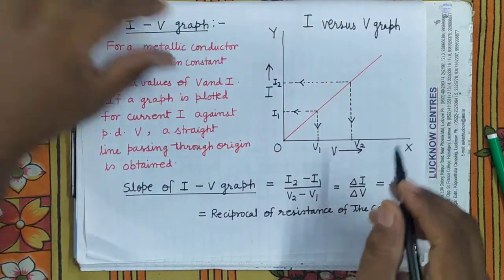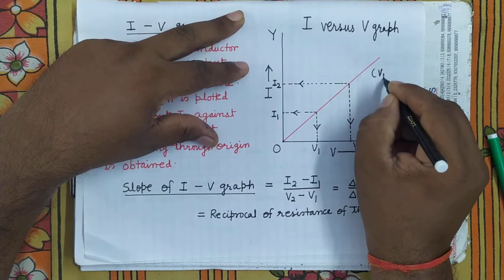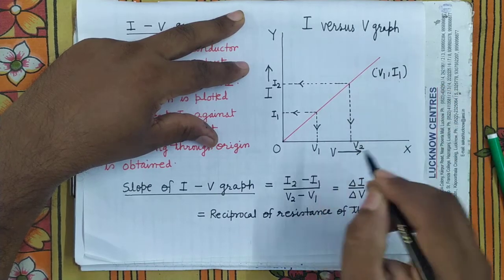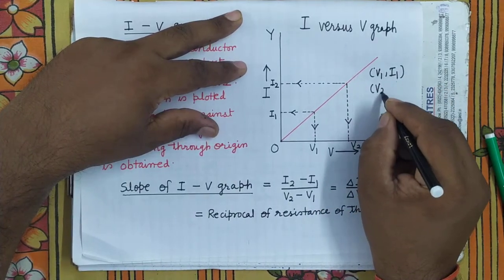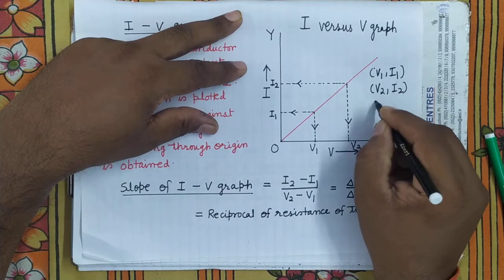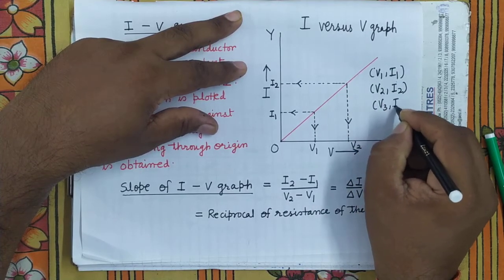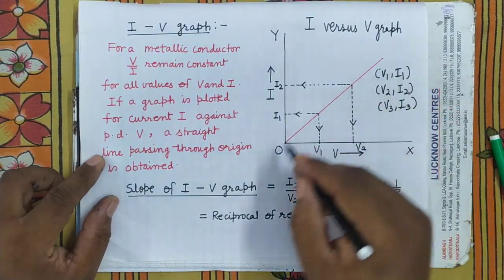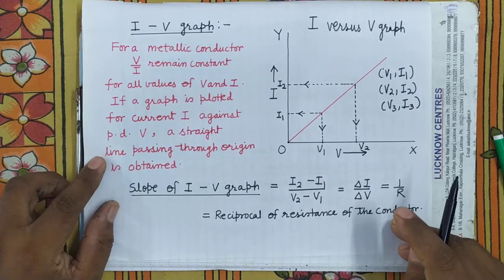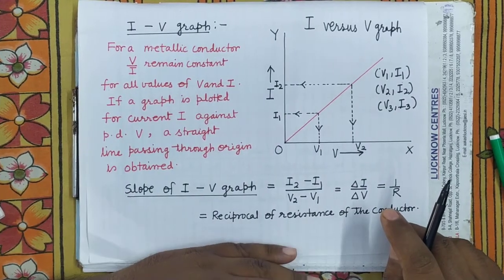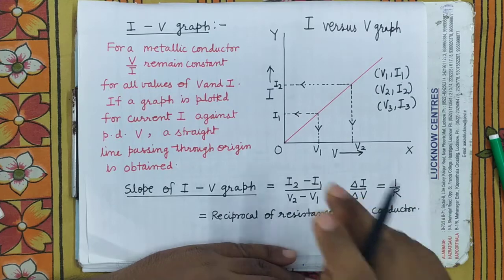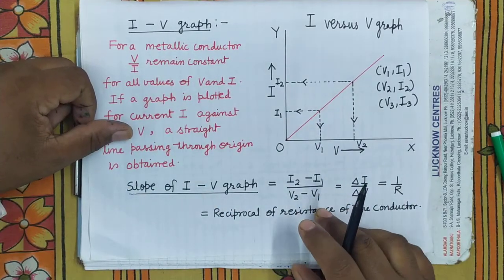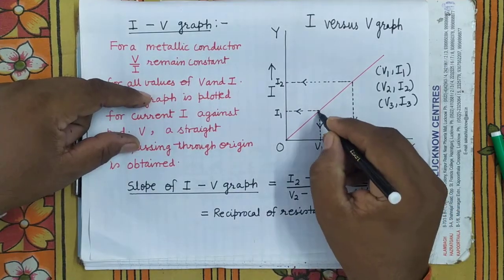You plot the graph, meaning plot the point V1 comma I1, because V is on the x-axis. V2 comma I2. V3 comma I3. You will find that this graph will be a straight line passing through the origin. Is it clear? Now the slope of this graph. How will you find the slope of the graph? What is the procedure of determining slope? On the graph you take 2 points.